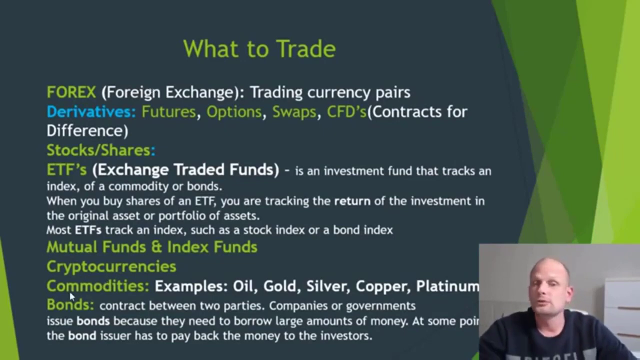Next one, we move to commodities, and examples of commodities are oil, gold, silver, copper and platinum. So this is commodities and you can trade them. And then we have bonds, a contract between two parties. Companies or governments issue bonds because they need to borrow large amounts of money. And here you can think about USA bonds, where, for example, China owes a lot of USA bonds, and these are bonds issued by a huge company, for example, or a government.